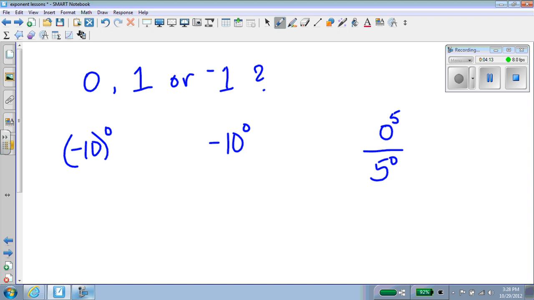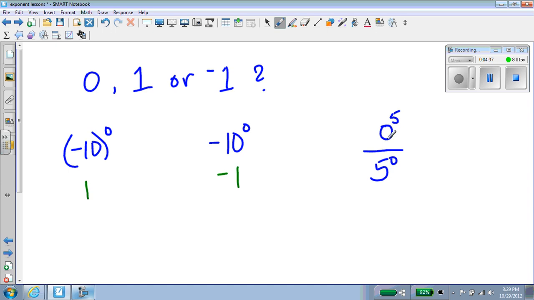Okay, how about is it 0, is it 1, or is it negative 1? Well, in a parenthesis, negative 10 to the 0 power. Well, anything to the 0 power is 1. So this is 1. What about negative 10 without a parenthesis to the 0 power? Well, that's the same as 10 to the 0 power, 1, with a negative sign. So negative 1.